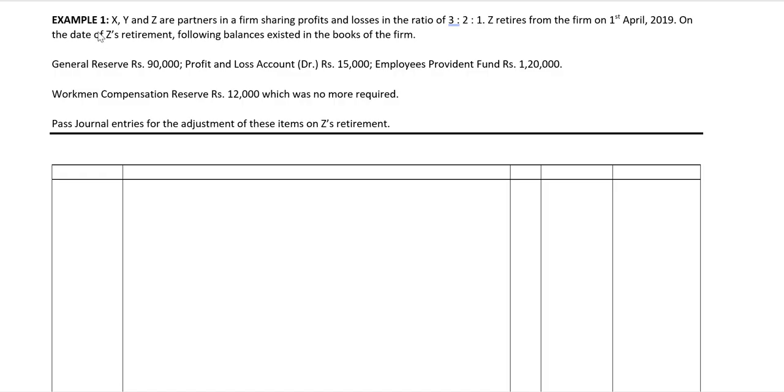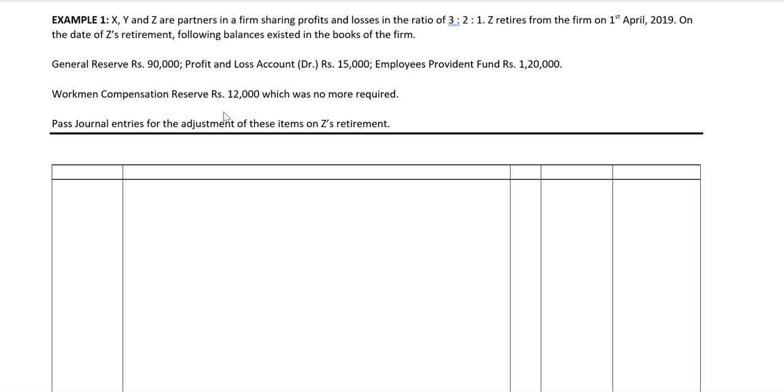First example sum: X, Y and Z are partners in a firm sharing profits and losses in the ratio of 3:2:1. Z retires from the firm on 1st April 2019. On the date of Z's retirement, the following balances existed in the books of the firm: General Reserve Rs 90,000, Profit and Loss Account debit balance Rs 15,000, Employees Provident Fund Rs 1,20,000.